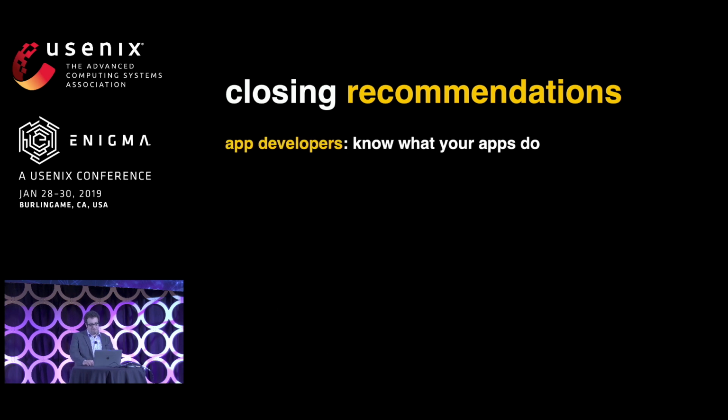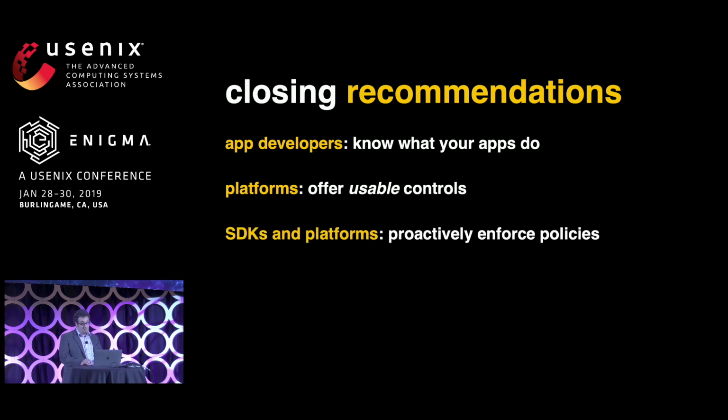So, closing recommendations. App developers really need to know what their apps do. If you're using third-party SDK code, you should figure out what that code is actually doing in your app and what it's sending to those third-party services. Platforms should offer more usable privacy controls so that users can actually make informed decisions and have better insight into what the apps they use do. And then both SDKs and platforms need to proactively enforce policies. Both the platform and the SDKs have these policies about what is acceptable and not, but they don't seem to be enforced at all.